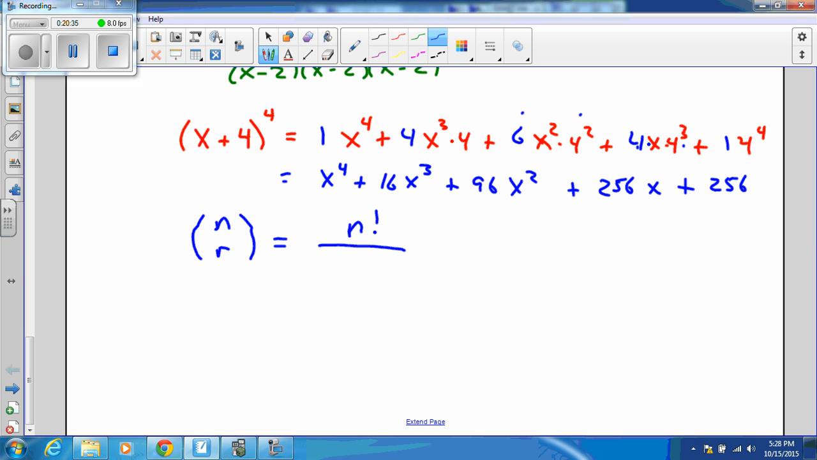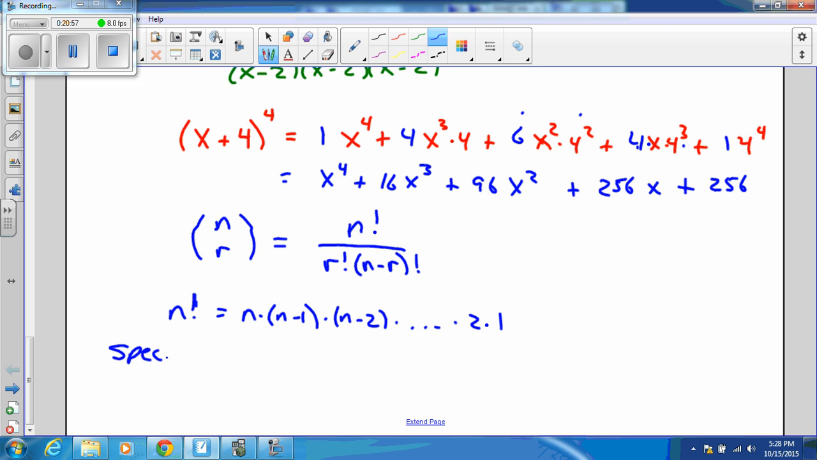Here it is. n choose r is computed as n factorial divided by r factorial, also divided by (n minus r) factorial. Remember that n factorial means n times (n minus 1) times (n minus 2) times all the way down to 2 times 1, just like that. And we have a special value: we define the number 0 factorial to be 1, which seems a little strange, but it will make sense when you take Calc 2.